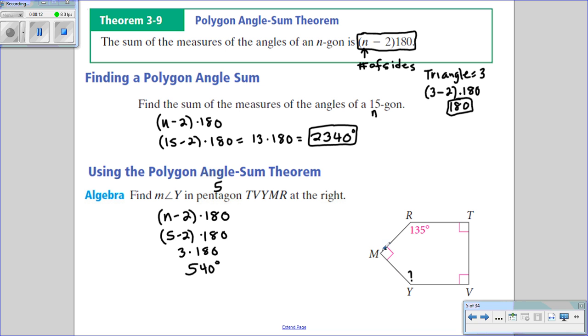Now, it gives us a bunch of these angles. These are all 90 degrees, okay? And I know this one's 135. So to figure out the missing angle, I'm going to add up all of these angles first, and I'm going to subtract it from 540. Let me do my math here.